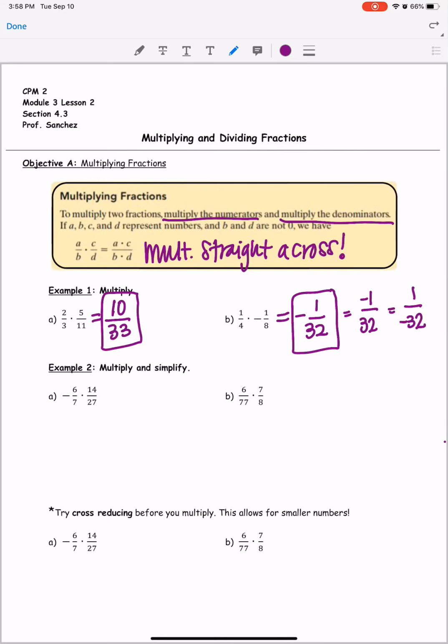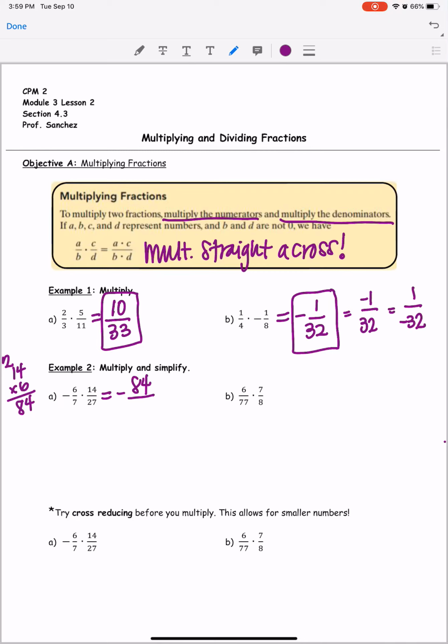So on A, we've got negative times positive. So I do know this is going to be negative. And now multiply straight across. We got 6 times 14. So 4 times 6 is 24. Carry your 2. 1 times 6 is 6. Plus 2 is 8.